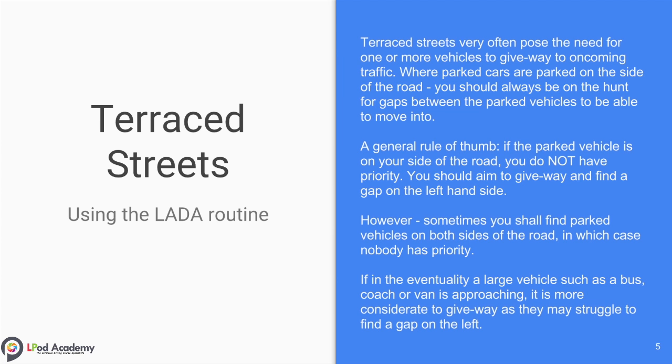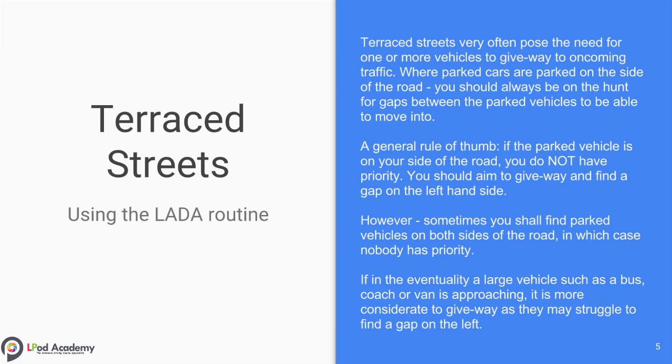Terraced streets using the LADDER routine. Terraced streets very often pose the need for one or more vehicles to give way to oncoming traffic. Where cars are parked on the side of the road, you should always be on the hunt for gaps between the parked vehicles to be able to move into. A general rule of thumb: if the parked vehicle is on your side of the road, you do not have priority. You should aim to give way and find a gap on the left-hand side.